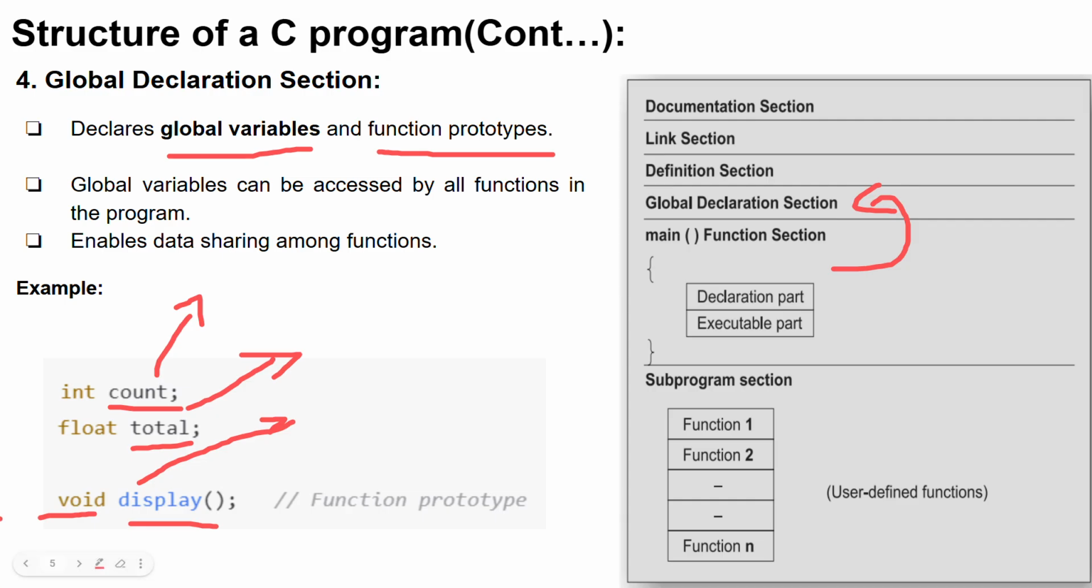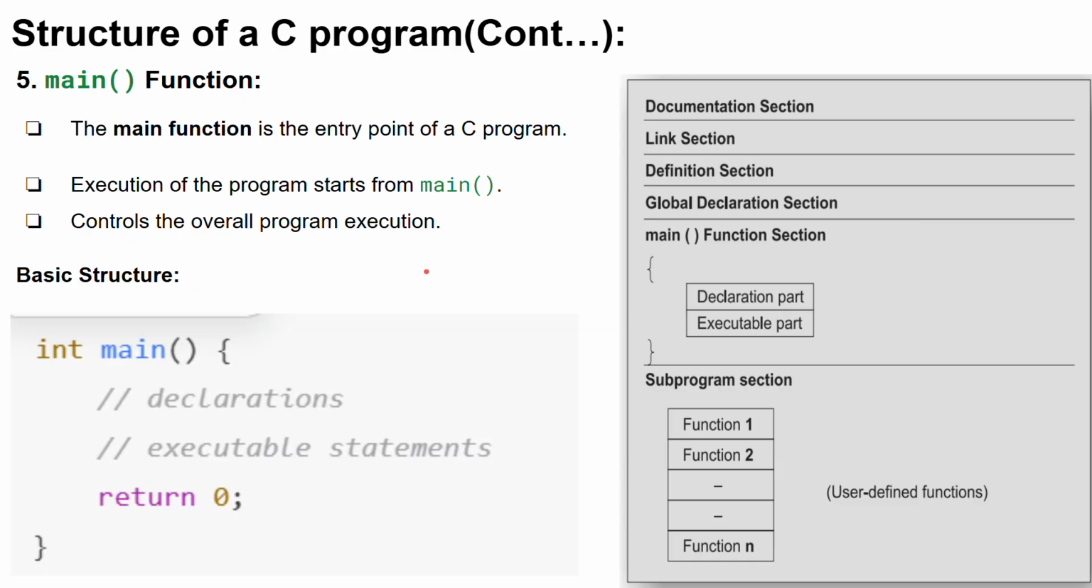Okay, these global variables and function prototypes we can use in the main function, or we can use in the subprogram. Wherever we want, we can use these global variables and function prototypes. Then the important part is called the main function. You can see the main function has a syntax which starts with main and open braces. You can see this is where the main function starts.